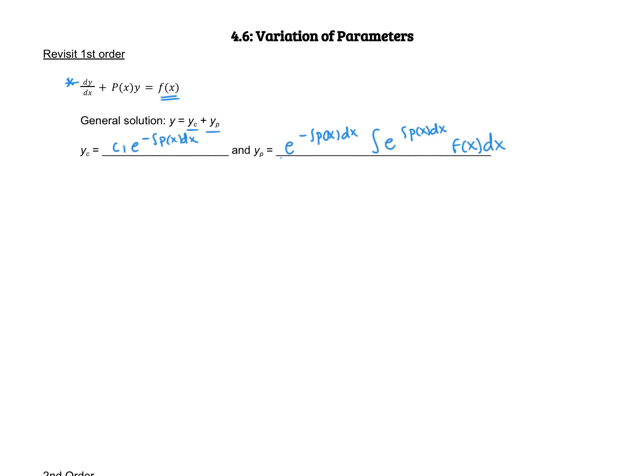And so what we notice is this right here is the characteristic solution, or the characteristic equation. So what this shows us is that y of p is sort of, real technical term there, sort of a multiple of our characteristic equation. Now, why is that the case? Well, let's go through and derive this. So we're going to use reduction of order.